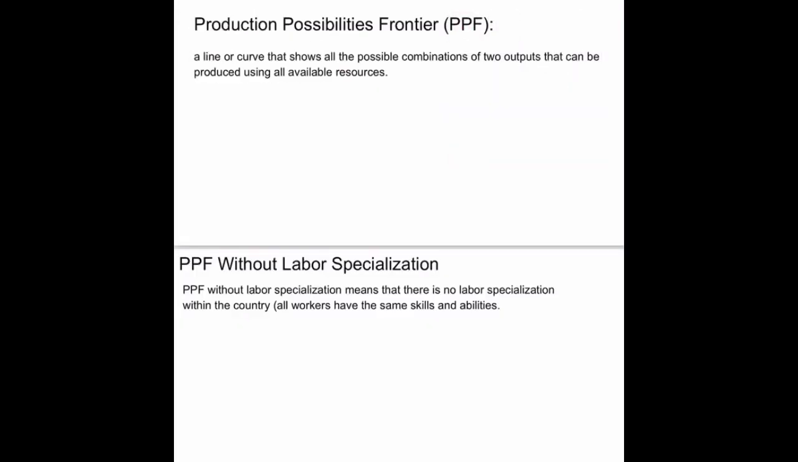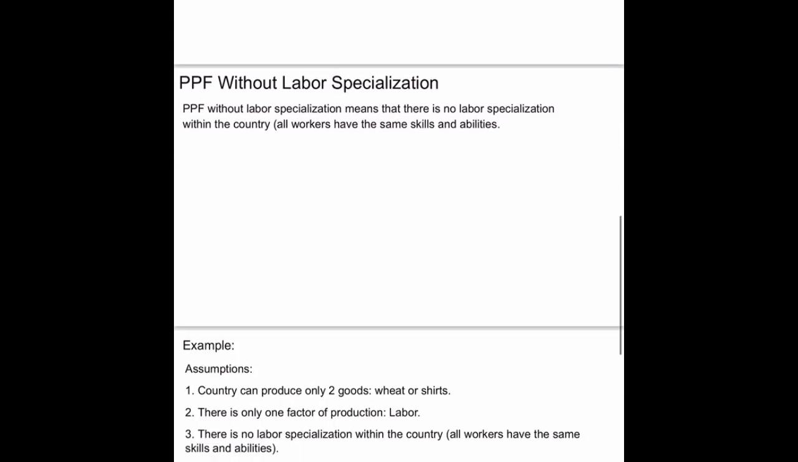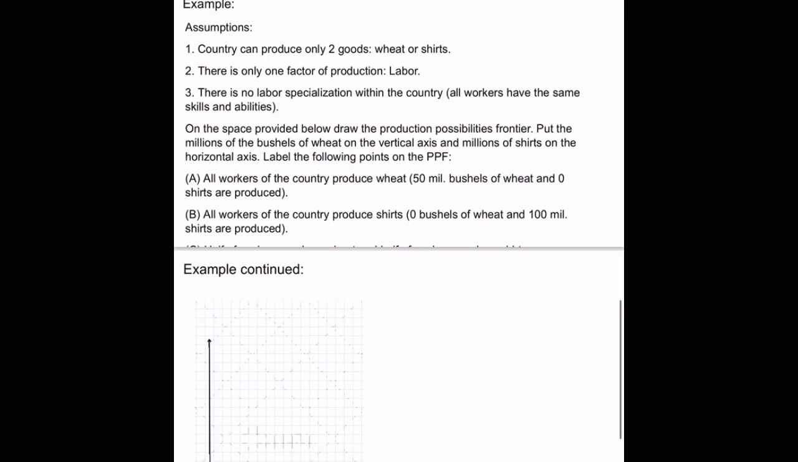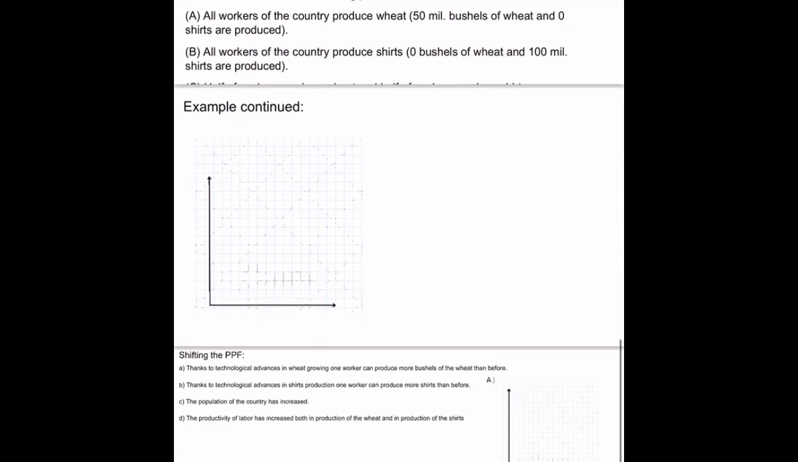The production possibilities frontier is a line or curve that shows all of the possible combinations of two outputs that can be produced using all available resources. A PPF without labor specialization means that there is no more labor specialization within the country, meaning that all workers have the same skills and abilities.